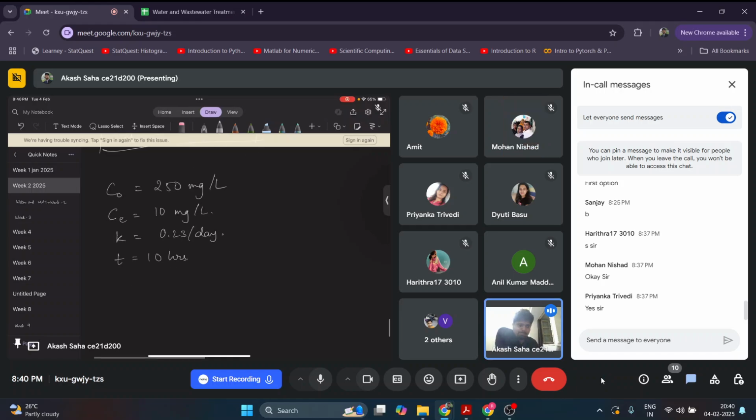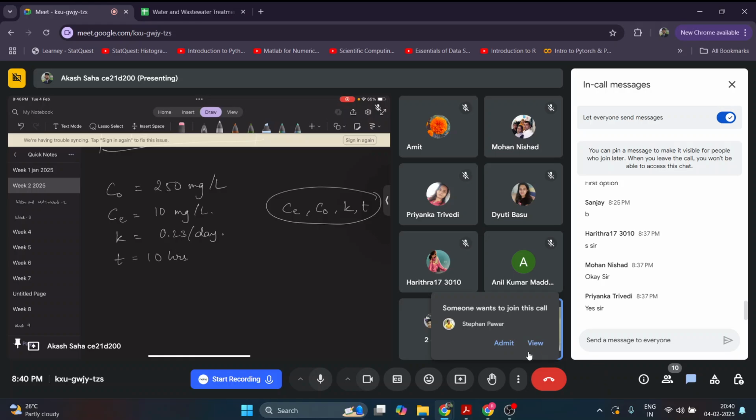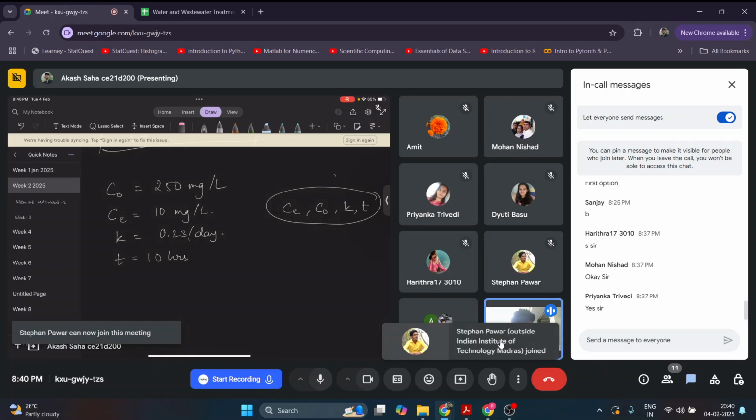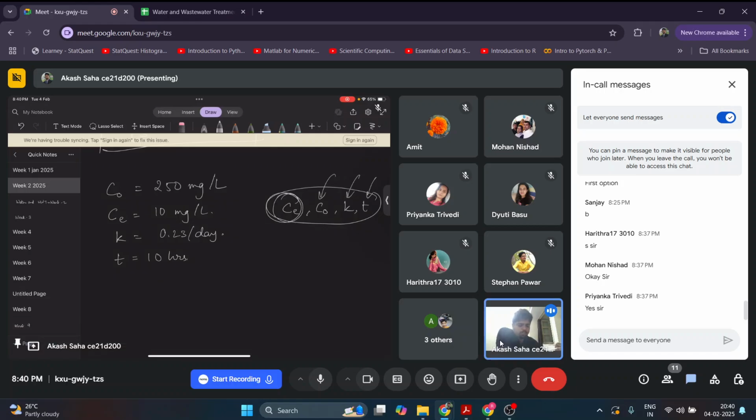So we have a basic equation with CE, C naught, K and T, right? We have a basic equation having all these four terms. So what we will do, we will put in the values of C naught, K and T in the equation, and we will see if we are getting the correct CE value or not. This is how we have to do it to find out the order.